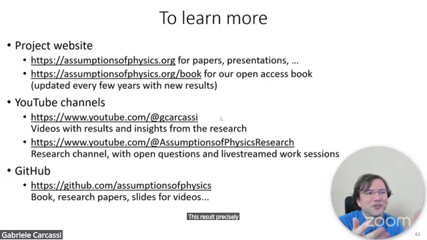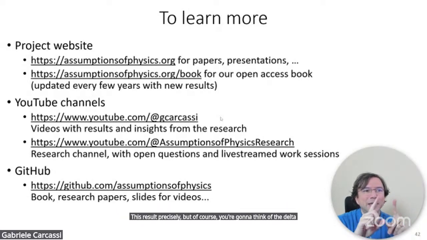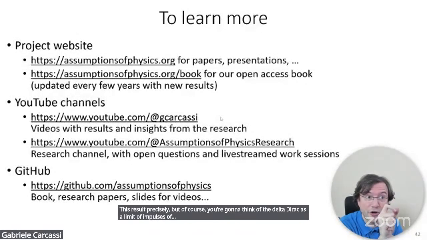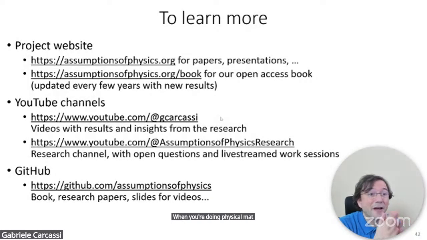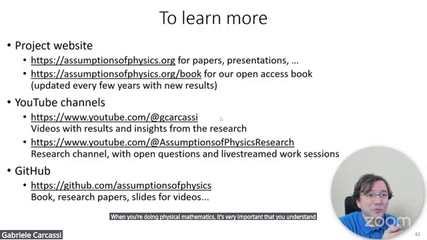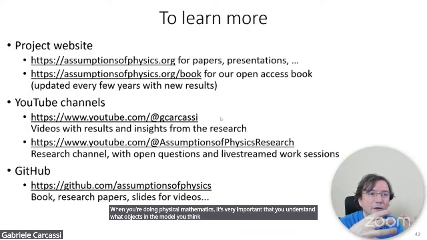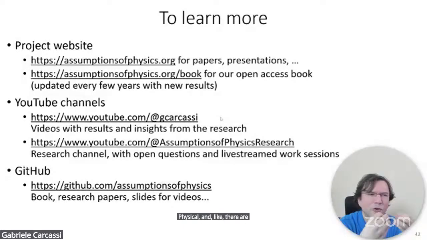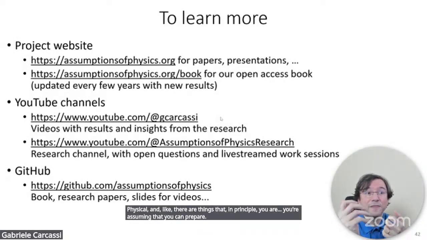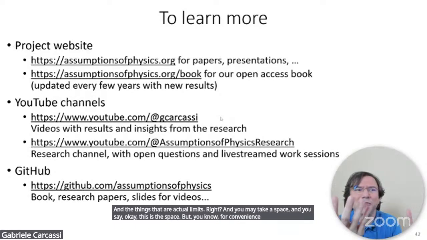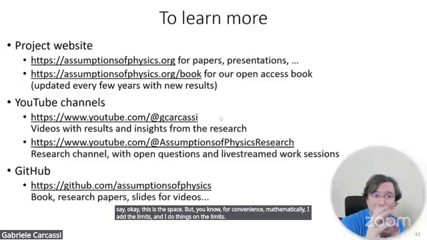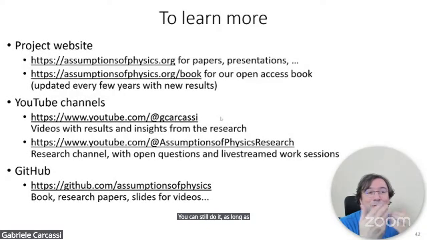result precisely. But of course, you're going to think of the delta Dirac as a limit of impulses that are shorter and shorter and shorter, right? And then you take the limit not as something that is true, you take it as a limit. When you're doing physical mathematics, it's very important that you understand what objects in the model you think are physical, things that in principle you're assuming that you can prepare, and the things that are actual limits, right? And you may take a space and say, okay, this is the space, but for mathematical convenience, I add the limits and I do things on the limits. You can still do it as long as you are able to make that distinction.